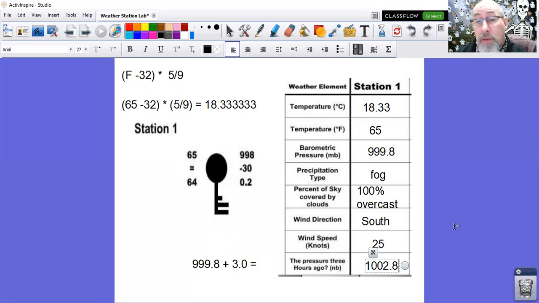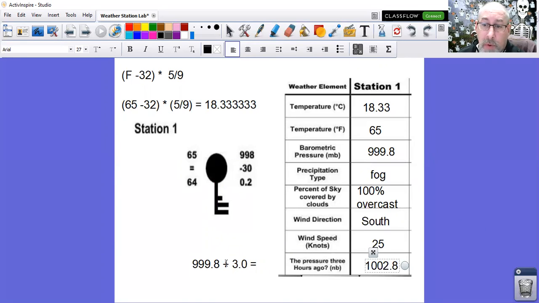Again, the air pressure is the tricky one. It's going down by 3.0 because these two digits, that's a ones and a tenths. Since it's going down, that means 3 hours ago it was more than what it is now.